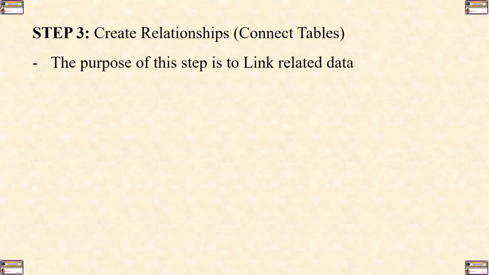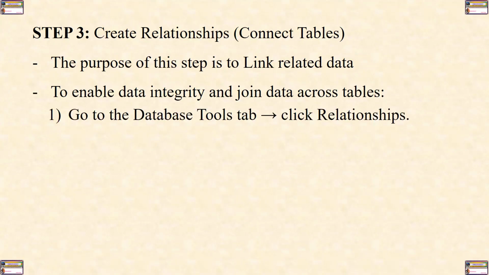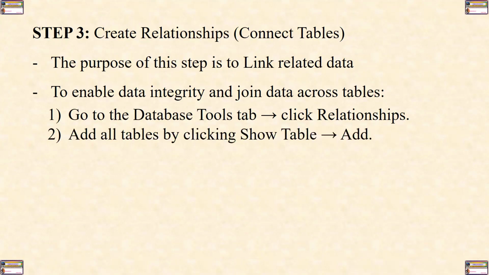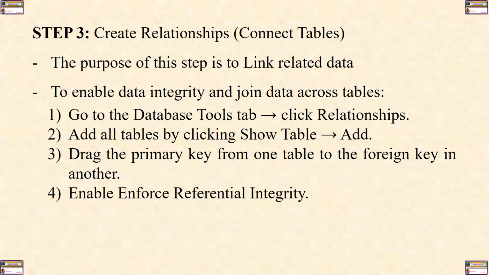The purpose of this step is to link related data, to enable data integrity and join data across tables. You do the following. You click on Database Tools tab and select Relationships. Then you add all the tables that are in your database into it by clicking on Show Table, then you click on Add. You drag the primary key from one table to the foreign key in another. That is, the fields that look similar or they have similar names, as we are going to see.